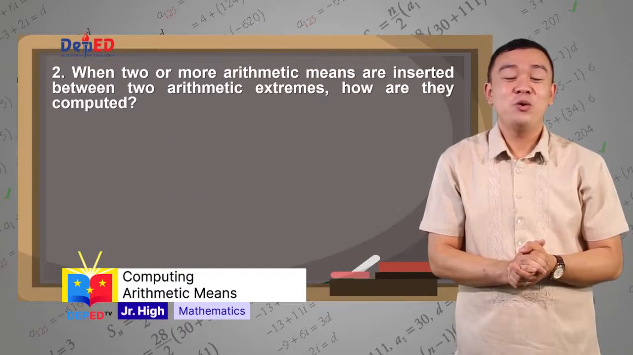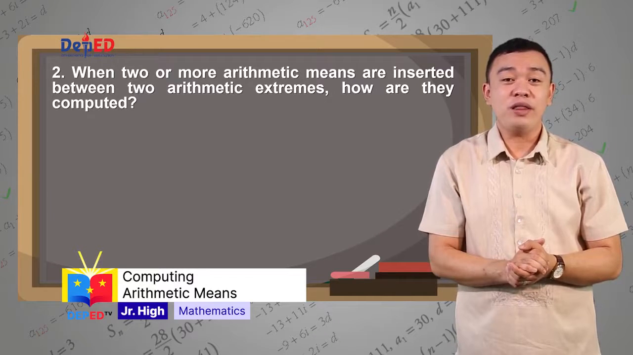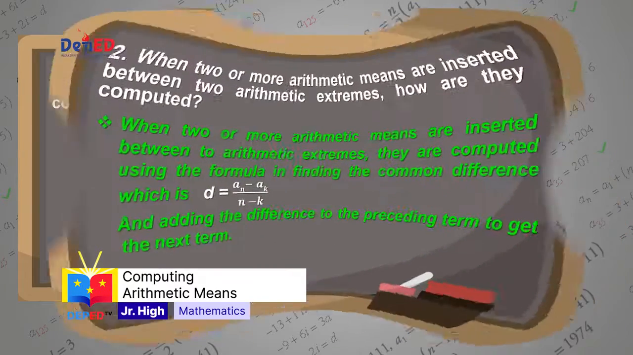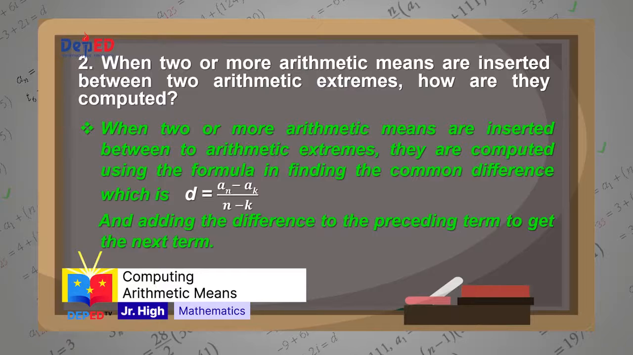Question number 2. When two or more arithmetic means are inserted between two arithmetic extremes, how are they computed? When two or more arithmetic means are inserted between two arithmetic extremes, they are computed using the formula in finding the common difference, which is d is equal to a sub n minus a sub k over n minus k, and adding the difference to the preceding term to get the next term.